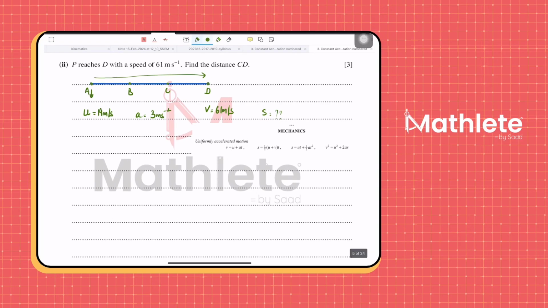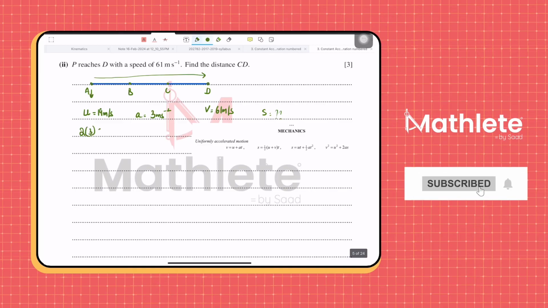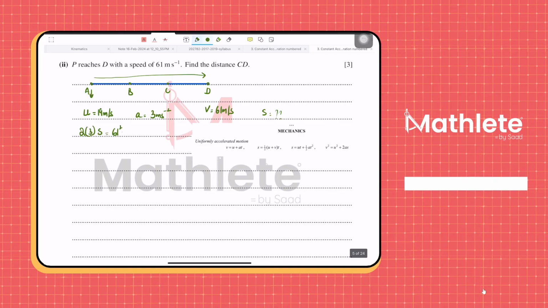The last one, that's correct. I can use the last equation to find out the distance from A to D. Here's how that works. 2as, that means 2 into 3 into s, equals v squared minus u squared, which means 61 squared minus 19 squared. Now let's solve this: 61 squared minus 19 squared divided by 2 into 3, which is 6. S is equal to what? S is equal to 560. Now, is this the final answer?